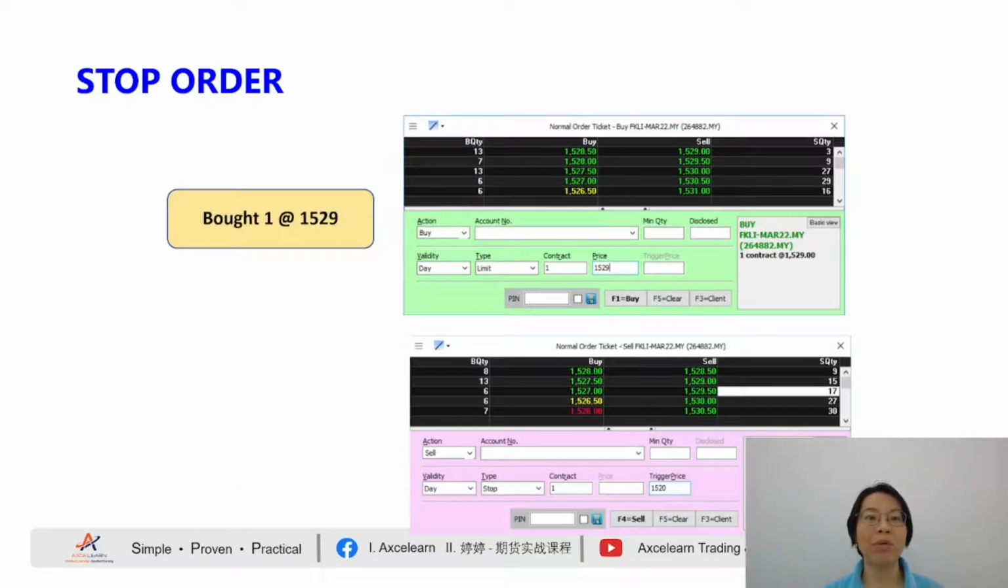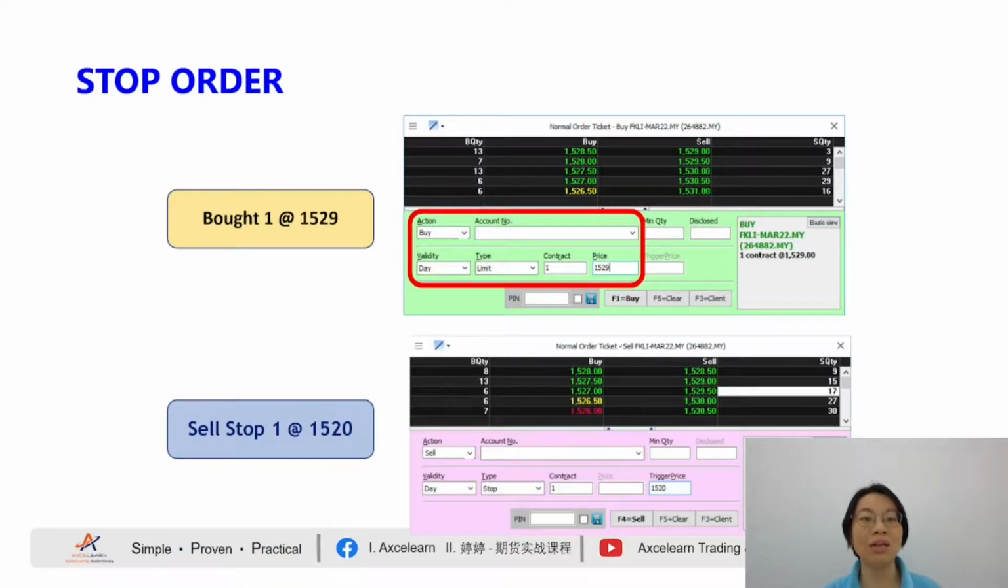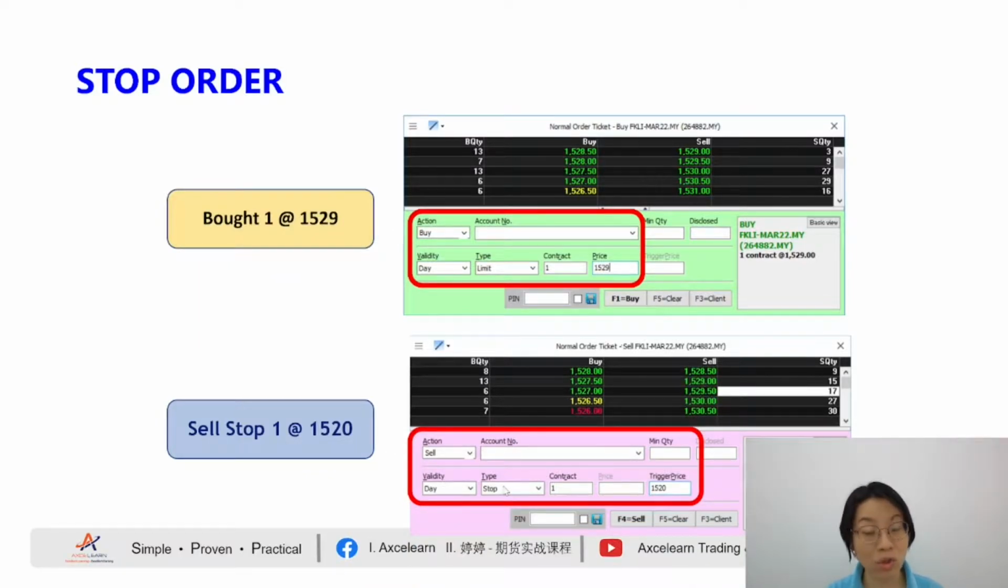So for example, I bought a contract at 1529. You can see that this is a buy contract. I use a limit order at the price of 1529. Subsequently, let's say I want to limit my loss to 9 points. So let's say I put a sell stop at the price of 1520. How does this work? I change the order type to stop order, and my trigger price is 1520. So I'm going to put a sell stop at 1520.